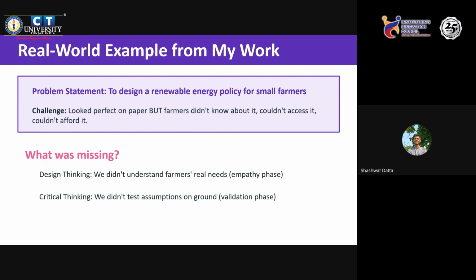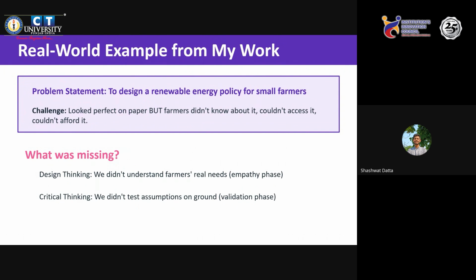There were two core things that were missing, and that's the exact topic of today's presentation: design thinking and critical thinking. In design thinking, we didn't empathize with the farmers. The farmers we designed it for didn't even know that this scheme existed. They don't know how to access it. The application process was too complex for them, and affordability was also another challenge. So we didn't empathize with them.